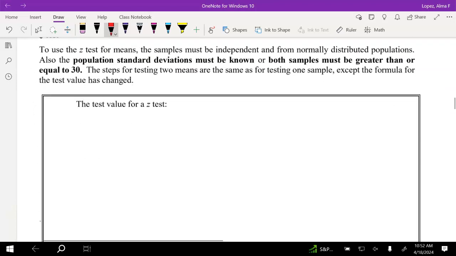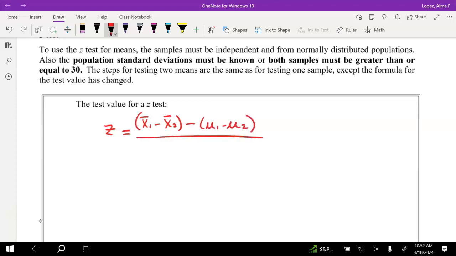So let's start with the z-test. With the z-test, the formula that's going to be used is x bar 1 minus x bar 2 minus mu1 minus mu2 all over the square root of the variance of the first sample divided by n sub 1 plus the variance of the second sample divided by n sub 2.